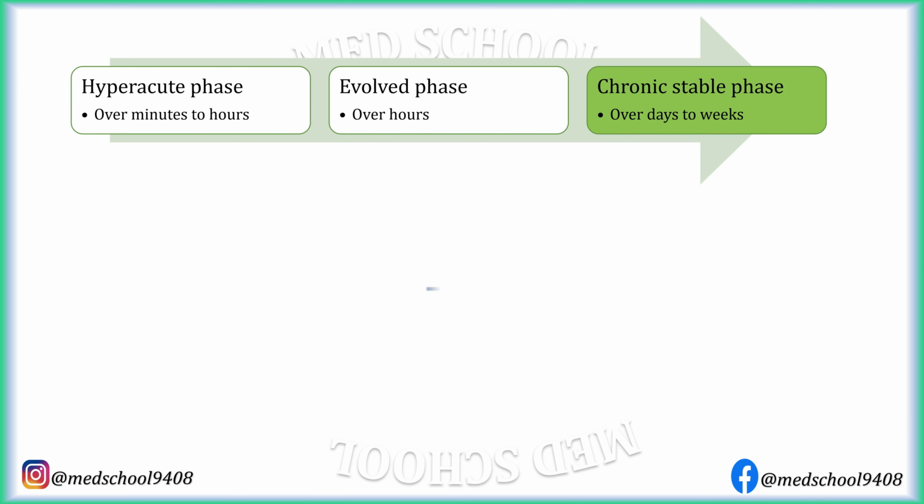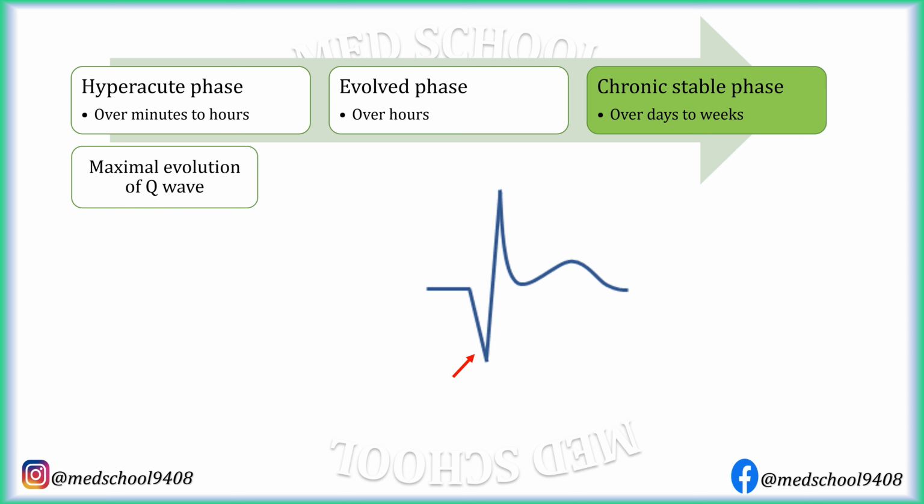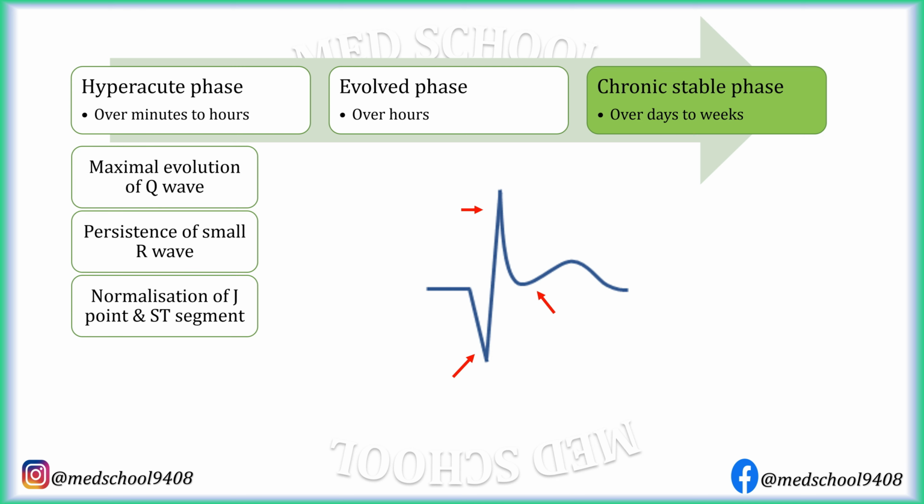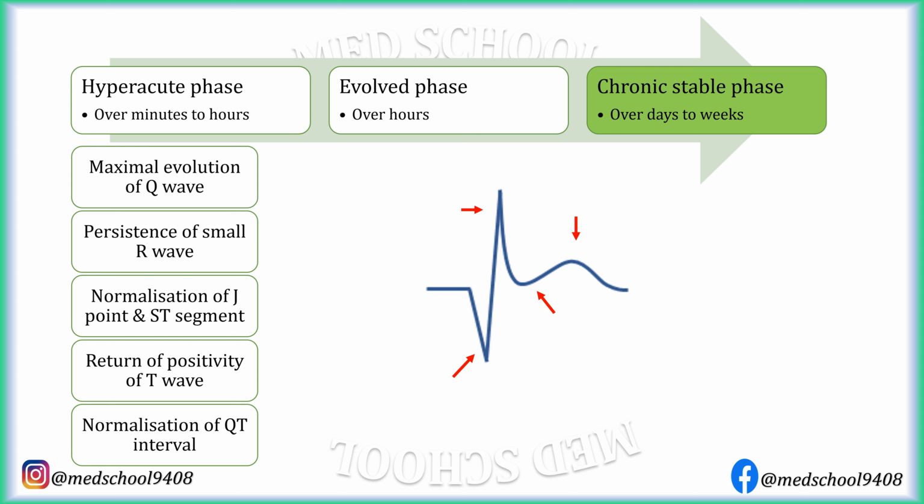Chronic stable phase of STEMI is characterized by maximal evolution of Q wave, persistence of small R wave, normalization of J point and ST segment, return of positivity of T wave, and normalization of QT interval, where corrected QT is less than 430 milliseconds.